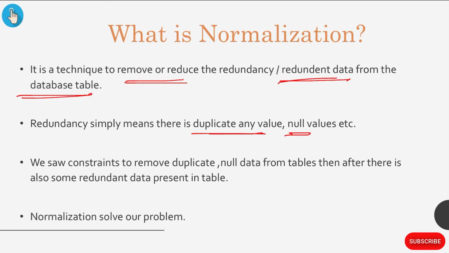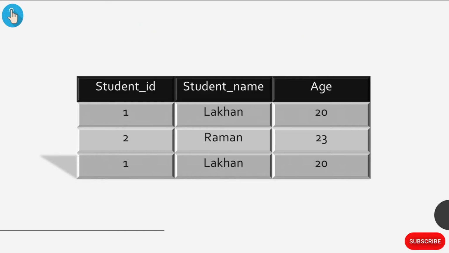There are basically two types of duplicacy, that is row level duplicacy and column level duplicacy. We will first see the row level duplicacy. As you see in this table of students, there is student ID, student name, age. There are two rows which are exactly the same. So these two rows are exactly just the same, right?